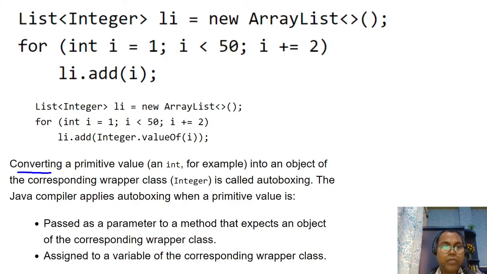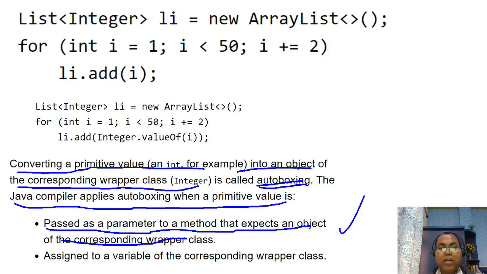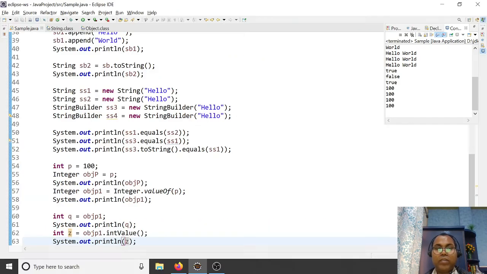So here, converting a primitive value, an int for example, to the object of the corresponding wrapper class, Integer, is called autoboxing. The Java compiler applies autoboxing when you pass a primitive as a parameter to a method that expects an object of the corresponding wrapper class, or when you assign it to a variable of the corresponding wrapper class.